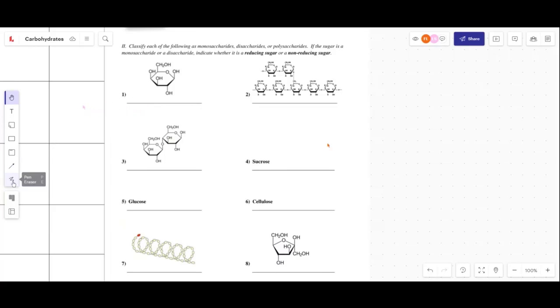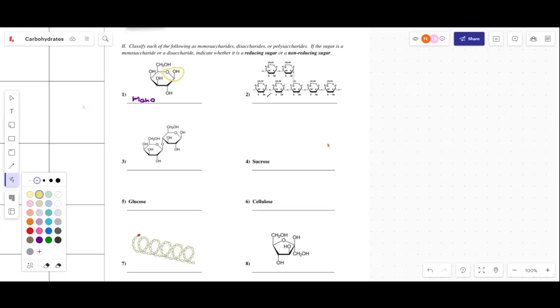So, question number one, is that a monosaccharide or disaccharide? Mono. Monosaccharide, very good. And is it a reducing sugar? No, you can't reduce monos or disaccharides. It has an OH and an H. It's a hemiacetal. This is a reducing sugar. Yeah, all monosaccharides are reducing sugars. All monosaccharides have hemiacetals. Okay.